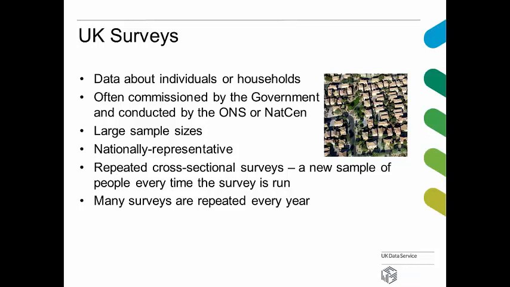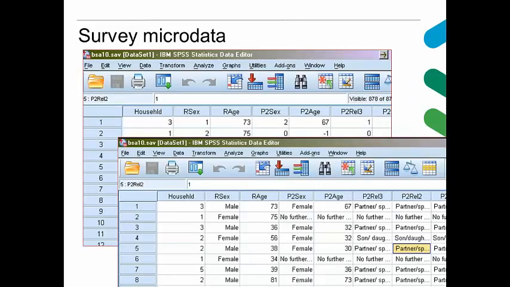So these kinds of surveys are very useful for looking at population level changes and differences between groups in the population. So for example, between men and women, or between working mothers and non-working mothers. Many of these surveys are repeated every year or in most years, and surveys in the same series do tend to include many of the same questions each time they're run, so that they can be used to look at change over time.